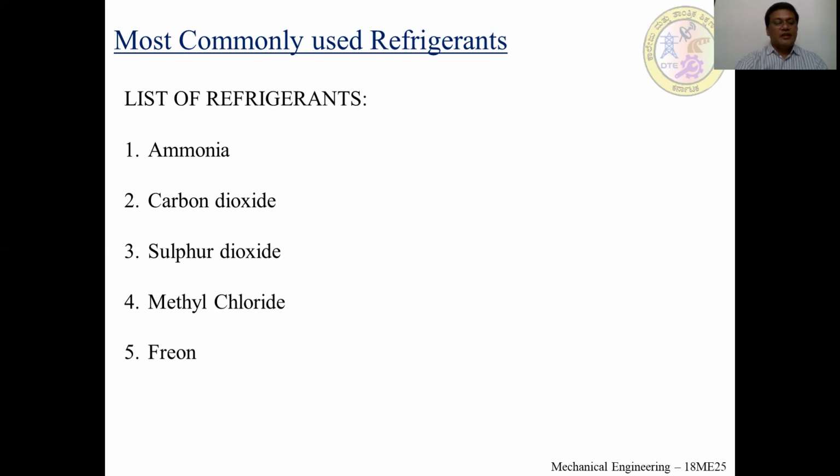Next one is carbon dioxide. The efficiency of the refrigerator using carbon dioxide as a refrigerant is low compared to other refrigerants. The efficiency will be low. That's why the carbon dioxide refrigerant is not preferred. Then coming to the third refrigerant, sulfur dioxide.